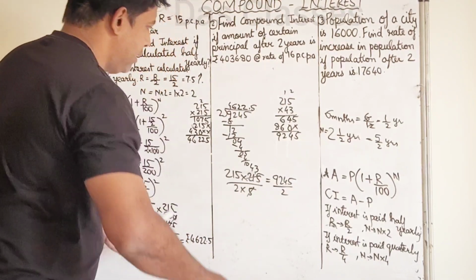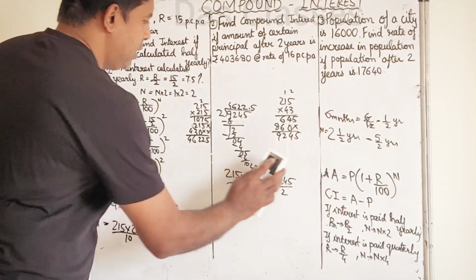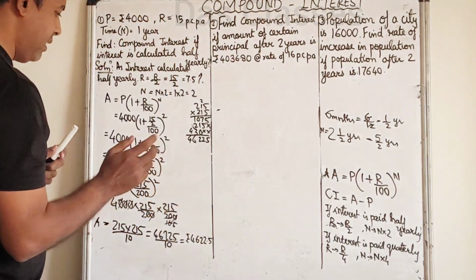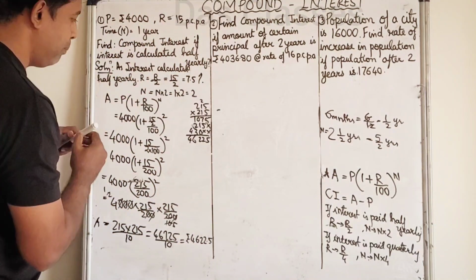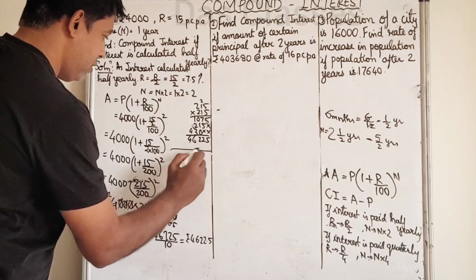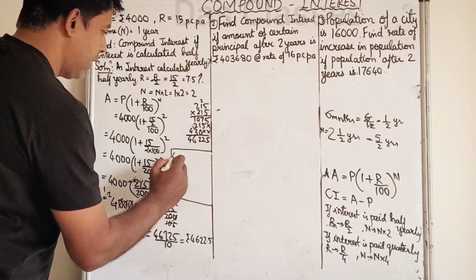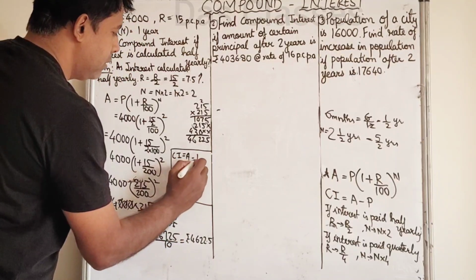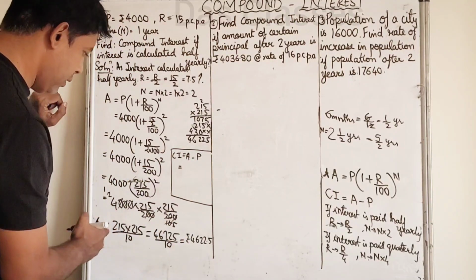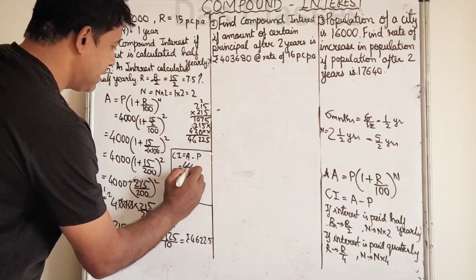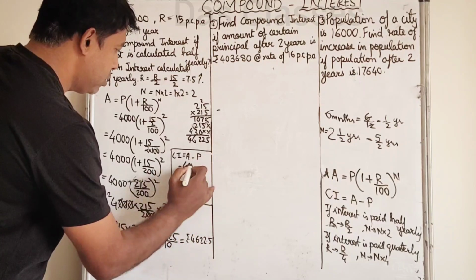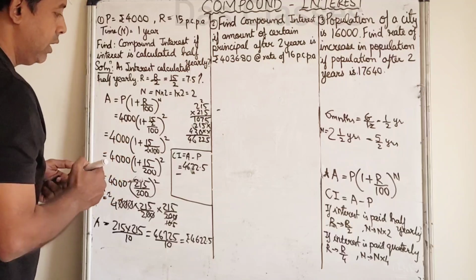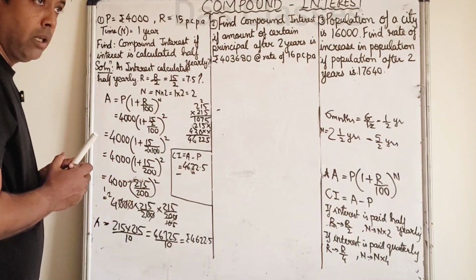Okay. So right now, I'll rub this off. So this was not the final answer. They have asked us to find out the compound interest. So I'll just write it down here. As you can see, the formula for compound interest is amount minus principal. So the amount we got is 4622.5 minus 4,000.